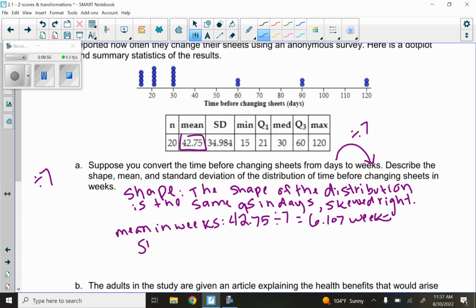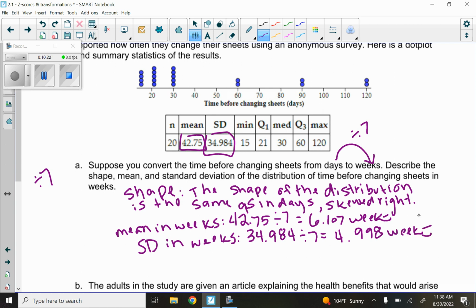Standard deviation. So, and once again, in weeks, it would be a similar process. We would take that standard deviation, 34.984 divided by 7 equals 4.998 weeks. So that's how that would change.